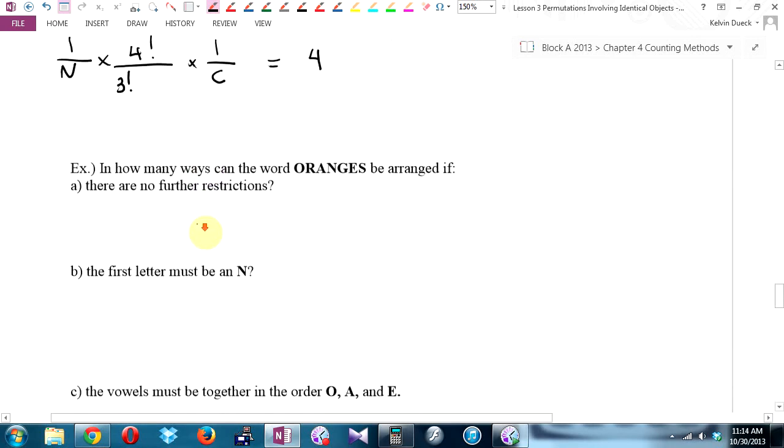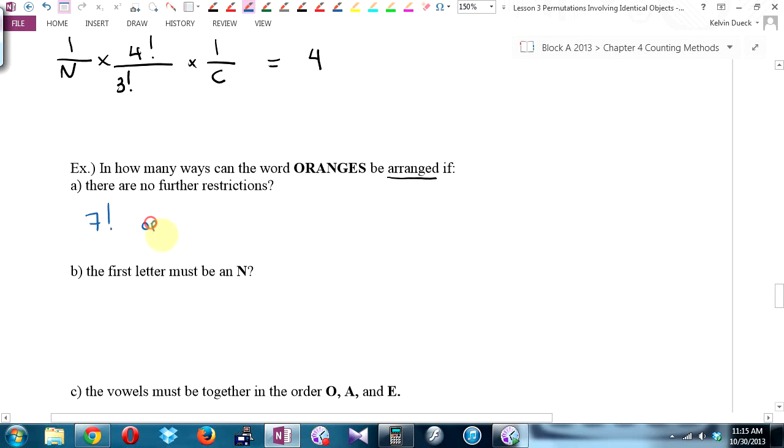Example, oranges. Hey, does the word oranges have any letters repeating? No? Okay, this one will be, I think, a little easier compared to the other ones. These are still tricky. How many ways can that be arranged? Remember, the word arranged is your trigger word for the fact that it's a permutation. If there's no further restrictions, how many letters are there in the word oranges grand total? 7? So if I'm picking all of them, it's that.